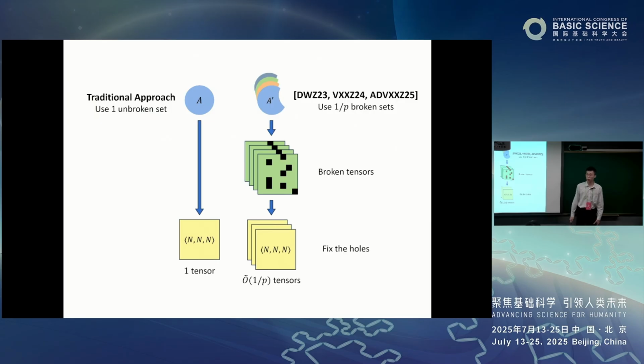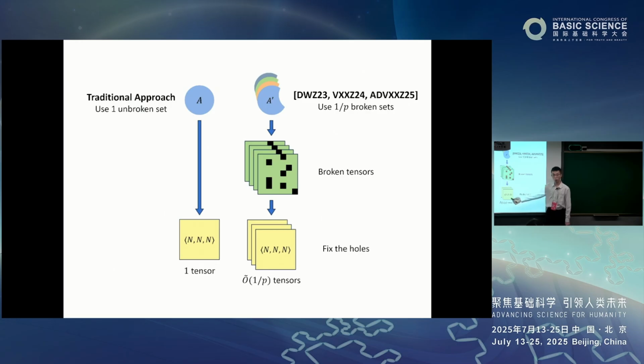Before we move on to introduce the subsequent works, let's first use this picture to summarize everything about the toy game. In the traditional approach of the toy game, we just take a single set, which directly gives us a single tensor. But in the new approach in our papers, we take a large number of broken sets, transform them into broken tensors, and finally perform the whole fixing technique to get many tensors, P inverse tensors in the end, which is much better than the one tensor on the left-hand side.